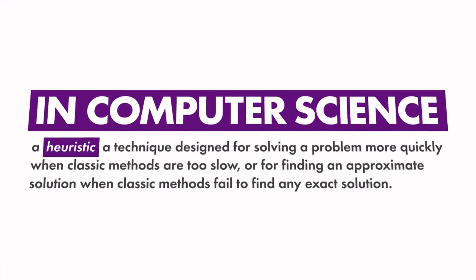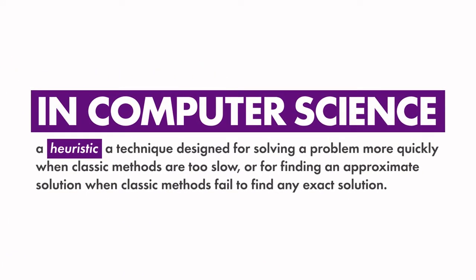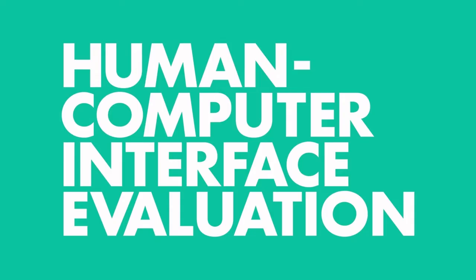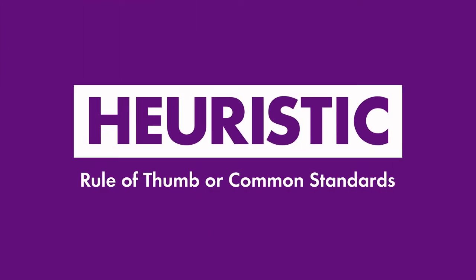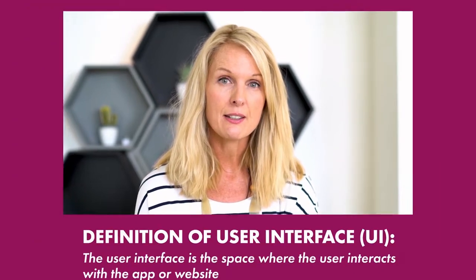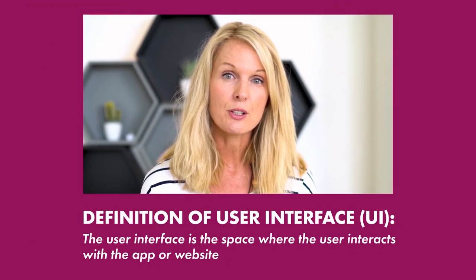In computer science, a heuristic is a technique designed for solving a problem more quickly when classic methods are too slow, or for finding an approximate solution when classic methods fail to find an exact solution. A heuristic is basically a rule of thumb or common standards. A heuristic evaluation of a computer interface or an app or a digital experience simply means checking to see that the interface meets standardized rules of engagement.